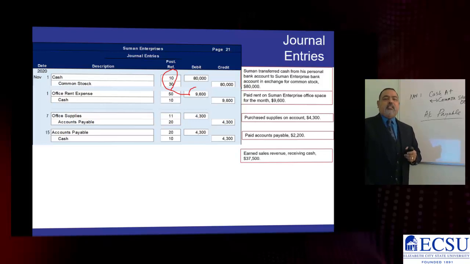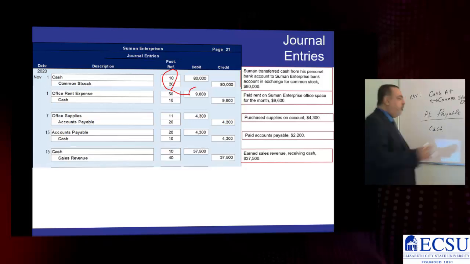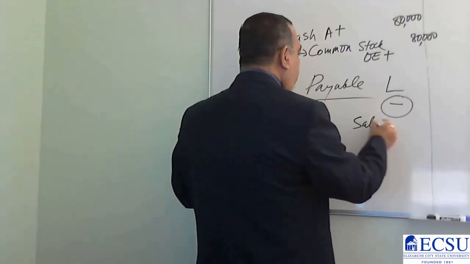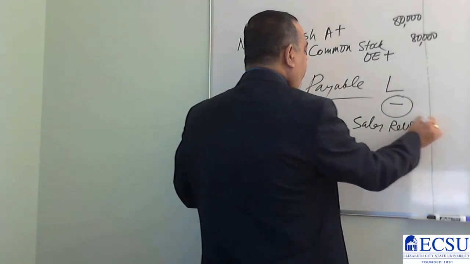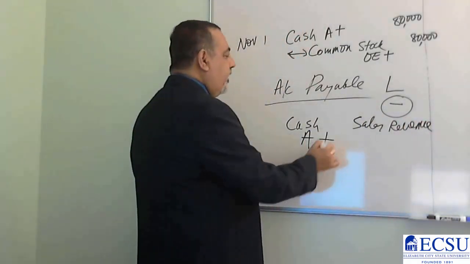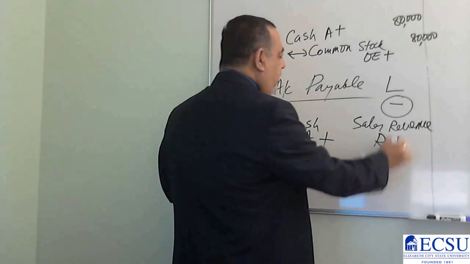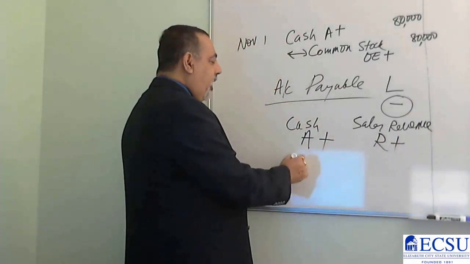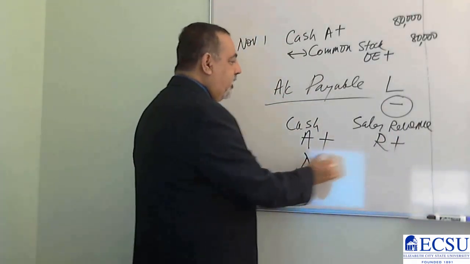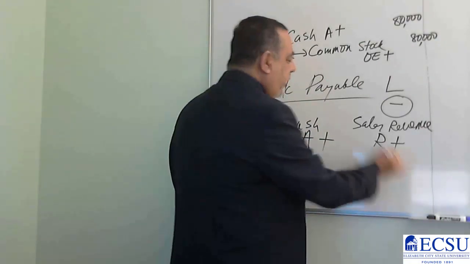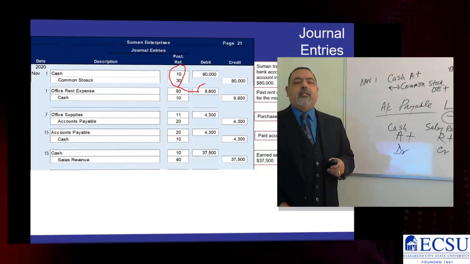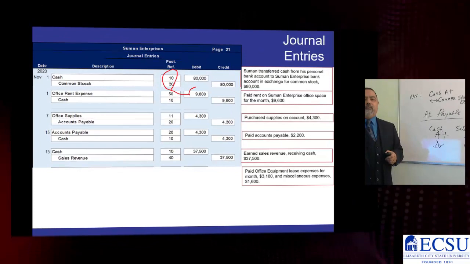Next is earned sales revenue, receiving cash. So again, you have received cash, so that's why cash is one account. Another is you're receiving revenue, so that is why we'll be using sales revenue. Cash is an asset, increasing. Sales revenue is a revenue, it is increasing. When assets increase, it is a debit, and when revenue increases, it is a credit. So that's how we do the journal.